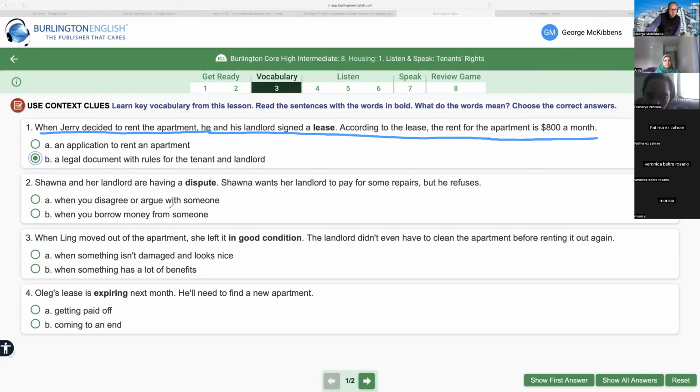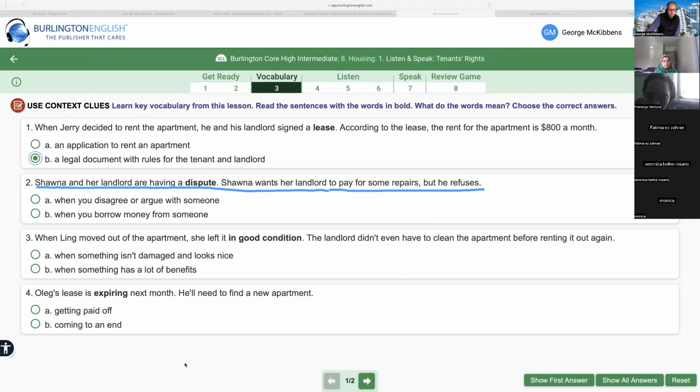Okay, Viviana, let's take number 2. Shauna and her landlord are having a dispute. Shauna wants her landlord to pay for some repairs, but he refused. All right. So I think that the word dispute is A.